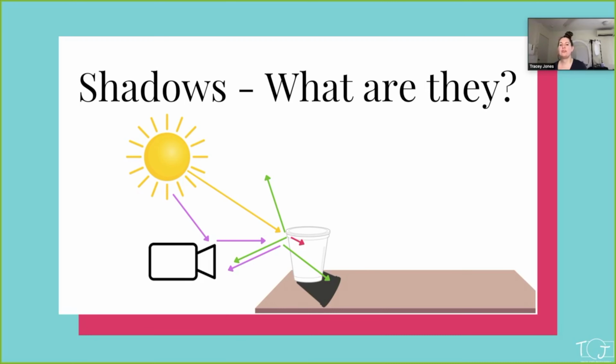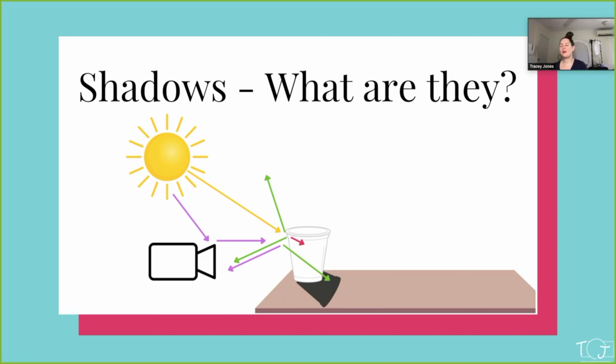The shadows in your scene will always be the darkest part. Even the side of the cup furthest from the sun is in shadow. Okay, so this side here of the cup, that is going to be darker than the side facing the sun.